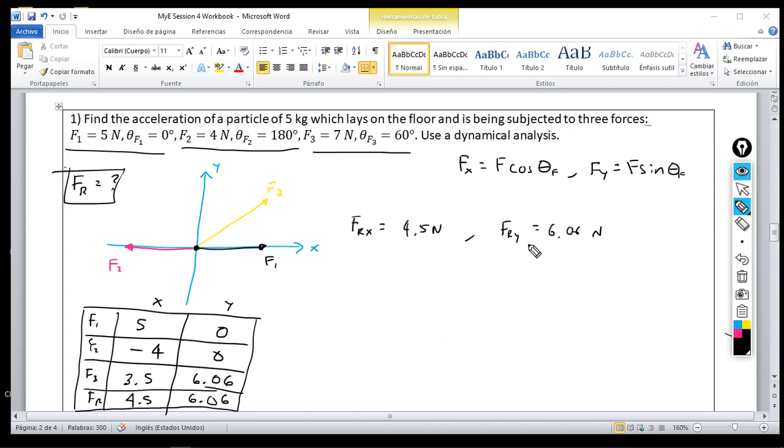Because we have the components of this resultant force, and basically we can get its magnitude by means of the Pythagorean theorem, like we know, right? By performing this expression.